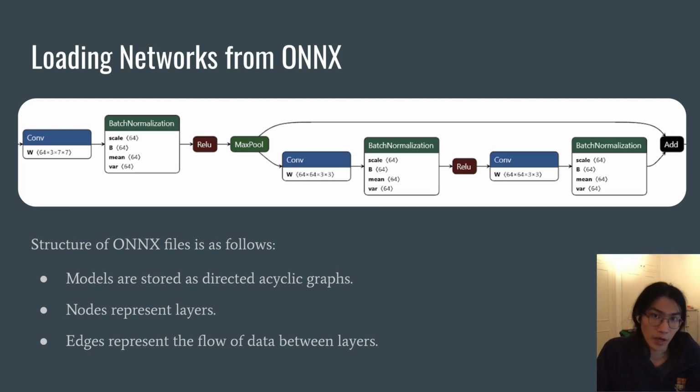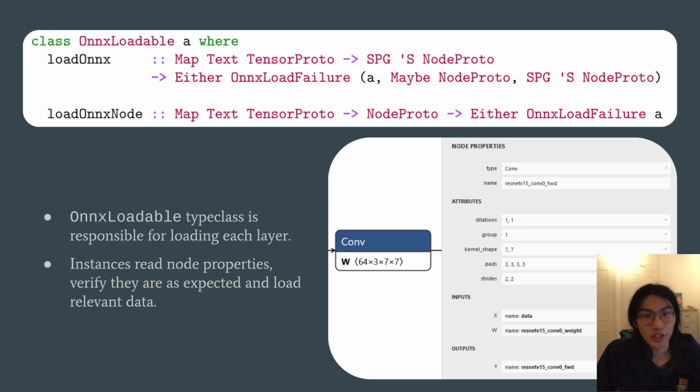Underneath, an ONNX model is represented as a directed acyclic graph, where nodes correspond to network layers and edges represent inputs and outputs of layers. As we can see, each node also contains several attributes that describe the layer it represents. For example, the operator type defines the operation carried out by the layer, and since this is a convolution node, W will be the weight of the layer. Since networks in Grenade are represented as series parallel graphs, when loading an ONNX model, we first parse the directed acyclic graph into our internal series parallel graph representation.